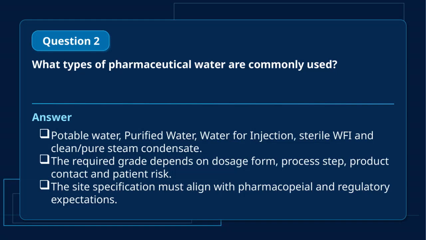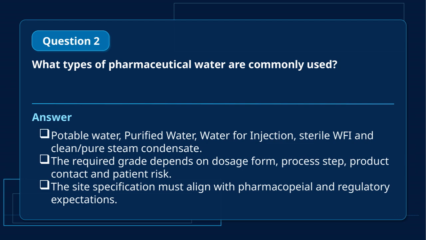Question 2. What types of pharmaceutical water are commonly used? Answer. Different types of pharmaceutical water are commonly used. These include potable water, purified water, water for injection, sterile water for injection, and clean or pure steam condensate. The specific grade of water required depends on several factors, such as the dosage form, the particular step in the manufacturing process, product contact, and the associated patient risk.